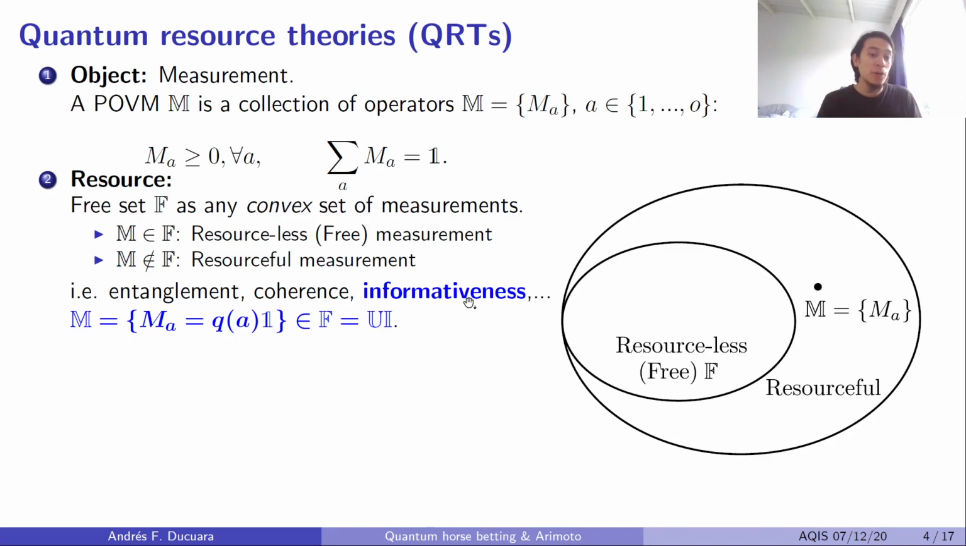In this particular case, we're going to be addressing informativeness, and therefore we define the set of free measurements, or resource-less measurements, as the measurements that do not have the property, and therefore we call them uninformative. An uninformative measurement is a measurement such that the POVM effects can be written as being proportional to the identity. Here in this diagram, informativeness in particular forms a free set of measurements that is convex. And this point is just an example of a resourceful measurement, in this case, an informative measurement.